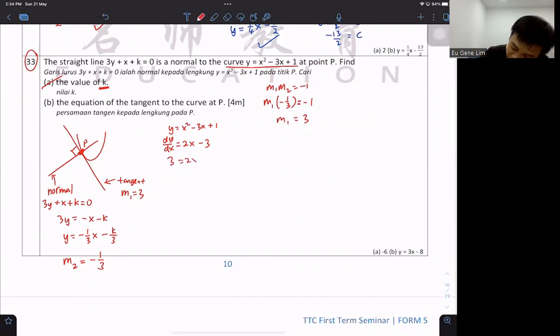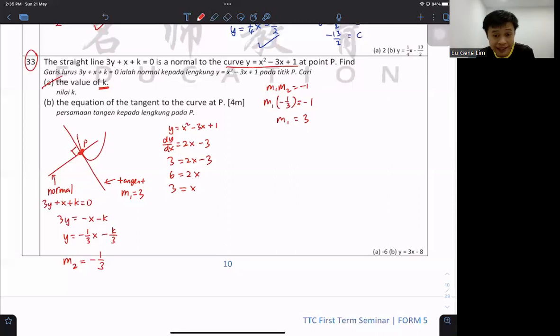So 3 equals 2x minus 3. Understand? Then minus 3 bring over plus 3, you can find x already, okay? 3 plus 3 is 6, 6 over 2 is 3. So you find out x equals 3. That is the coordinate. x equals 3 is the coordinate of this point P.